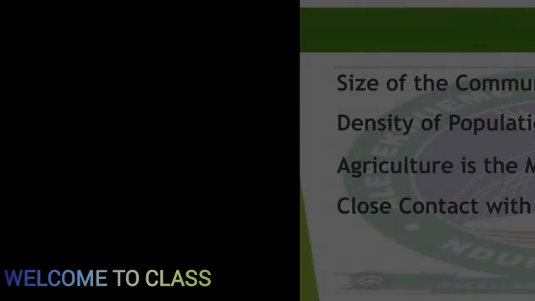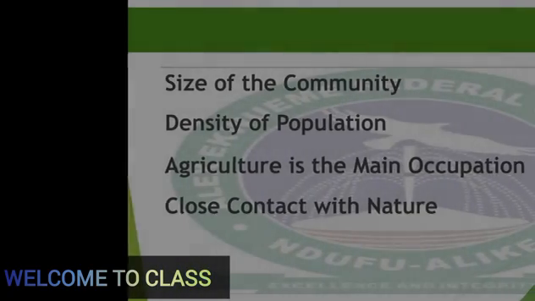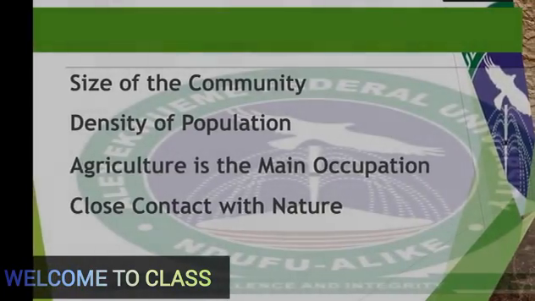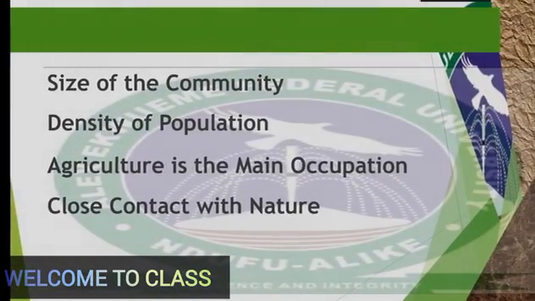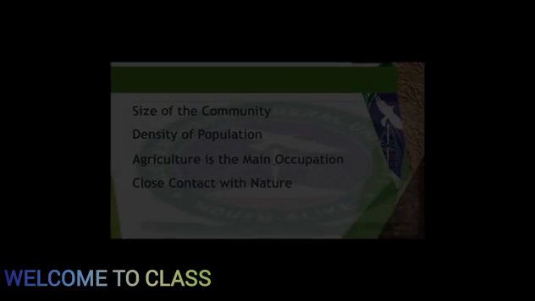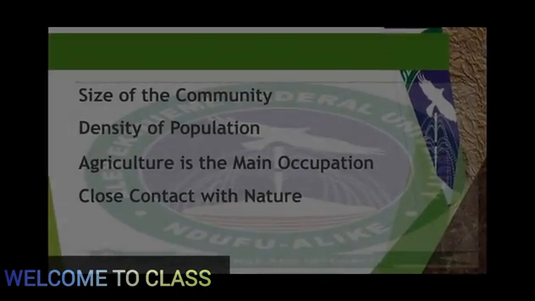Let's look at contact with nature. Rural areas are very, very close to nature. Here we are looking at how they relate with nature in their daily activities. They believe so much in nature. A lot of things that we try to explain through sciences, a lot of things that we try to explain through innovations, for the rural people, they mean something different.